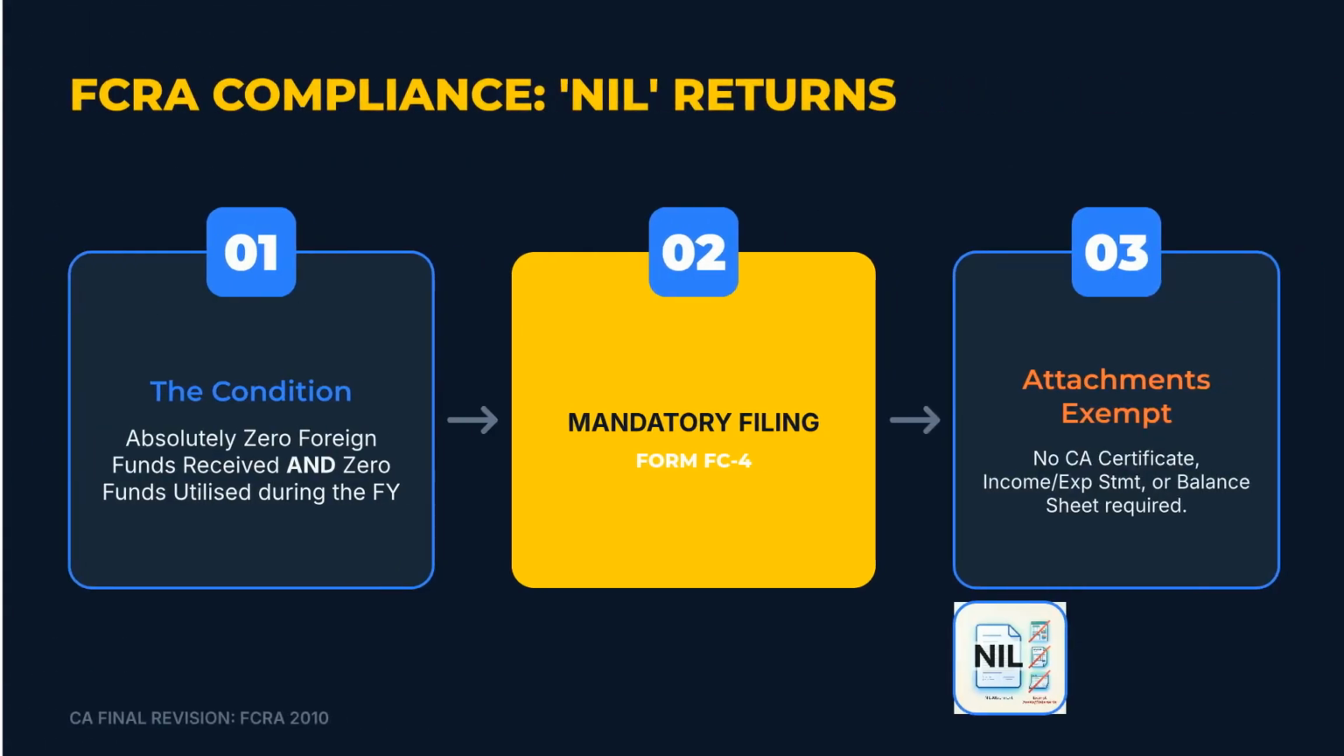A common misconception is that if no foreign contribution is received during the year, no filing is required. The FCRA takes a different approach. Even when absolutely no foreign contribution is received and no foreign contribution is utilized during the financial year, a NIL return must still be filed in Form FC4. However, the law provides some relief. In such cases, supporting documents like the Chartered Accountant Certificate, Income and Expenditure Statement, Receipt and Payment Account, and Balance Sheet are not required to be attached. Remember this exam point carefully. No activity does not mean no compliance.